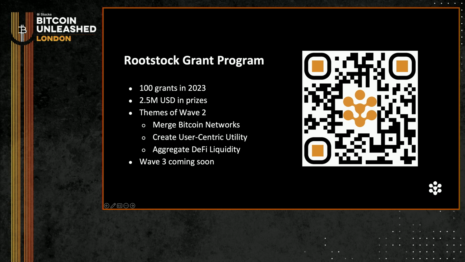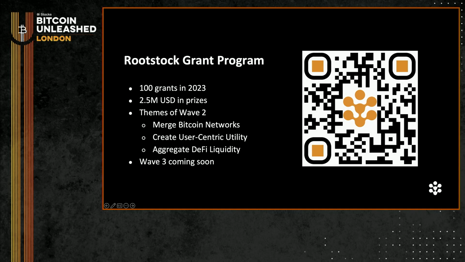The topics for Wave 3 are generating sustainable yield using RBTC, which is Bitcoin on Rootstock, and real-world assets, or any type of asset, really. Bridging Rootstock with other L1s and L2s, that's the second topic. And the third topic is user-centric utility. It basically is a very broad topic because anything that brings utility to the user would apply to that subject.